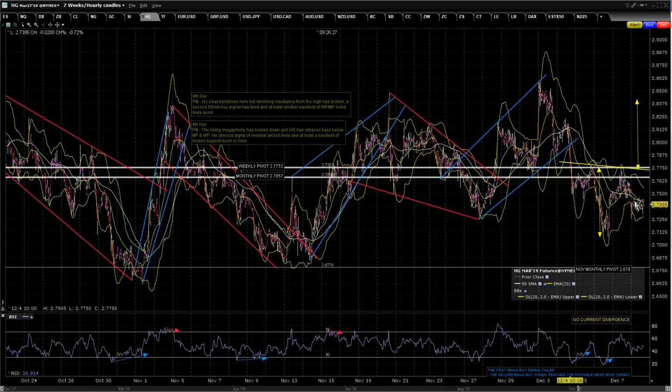HG, I've got a possible IHS here, which is starting to look a little stretched. If it's going to break up, it needs to break up soon. And the IHS neckline is an effect of the weekly pivot. So if we break and convert that, then we'll be looking at a target in the 2.84 area.